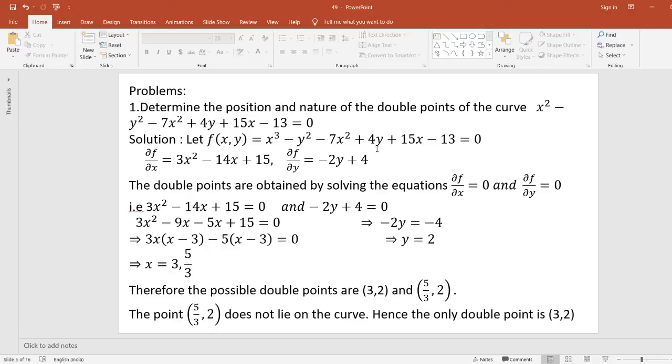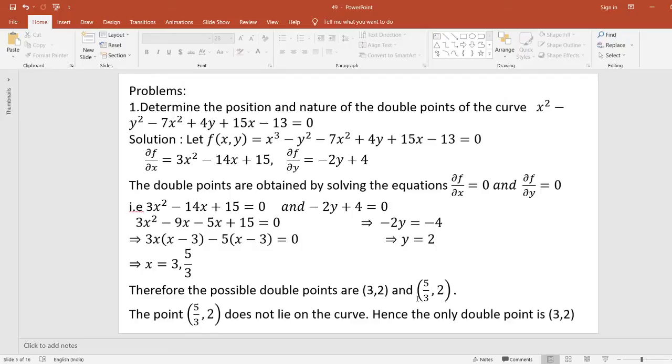My del f by del y is minus 2y plus 4 is equal to 0. So minus 2y, shift this 4 to the right hand side, we have minus 4. So minus minus gets cancelled, y is equal to 4 by 2, that is 2. So we have got the point of x and y. Here the possible double points are 3 comma 2 and 5 by 3 comma 2. So these are the possible double points.